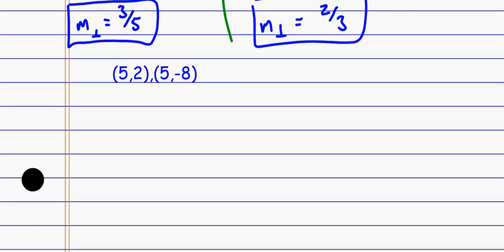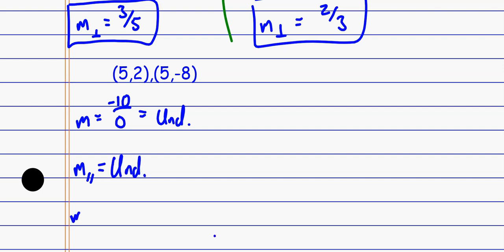If I look at something like this guy, again, we're going to find the slope. Change in y over change in x. So the change in y, it went from a 2 to a negative 8. So that's down 10 units, so negative 10. The change in x from 5 to 5 is a change of 0. It hasn't moved. And remember, you can't divide by 0, so that's undefined. Okay? So the slope here is undefined. So the parallel line, remember, the parallel line has to be the same slope. So if the original slope was undefined, the parallel line is also undefined.